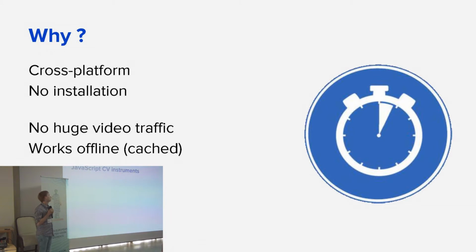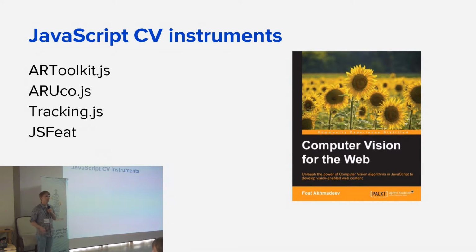Let's move further. There are some instruments present, some libraries which I found. First two, JSARToolKit.js and JSAruco.js. They are for augmented reality, they can track quick response markers and nothing else. You give a frame and you receive just a transformation matrix.